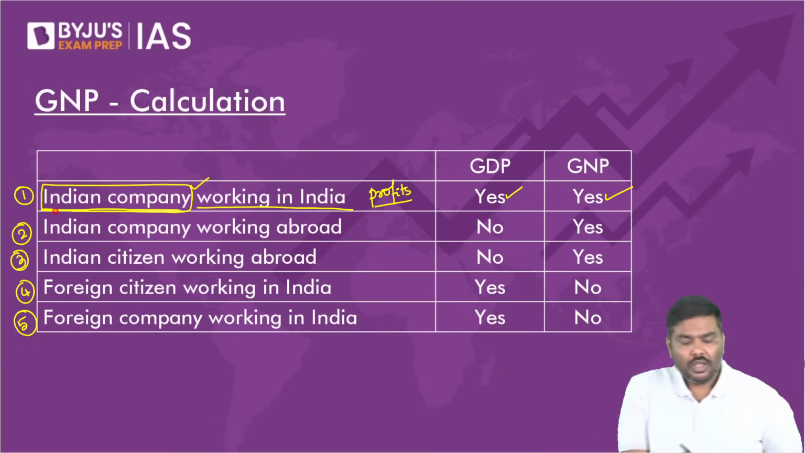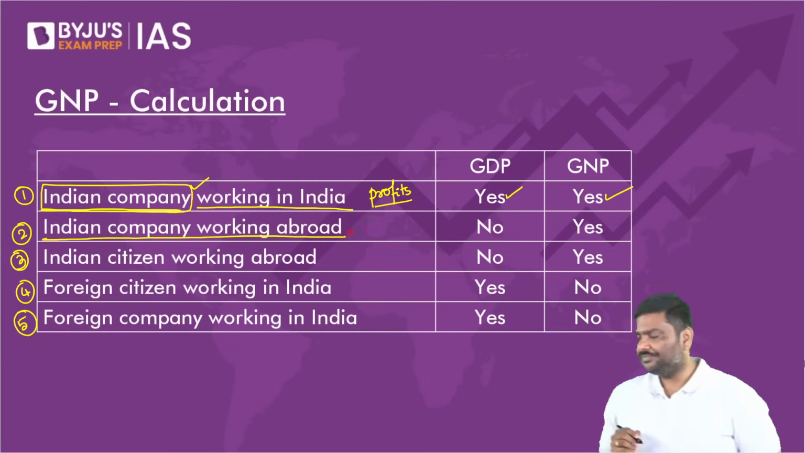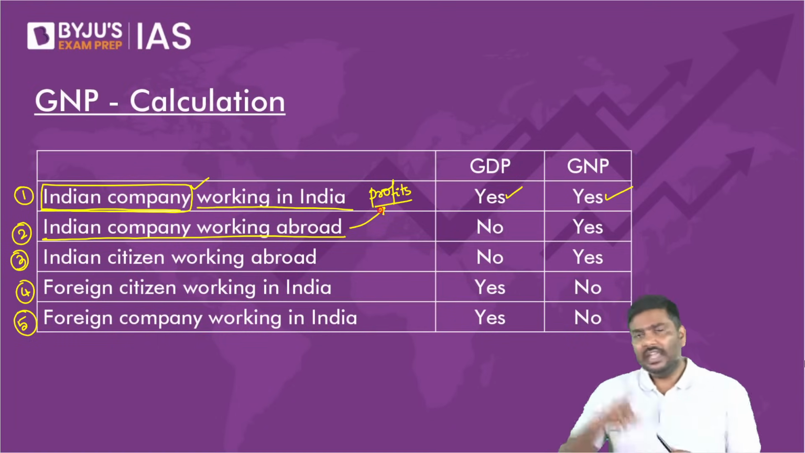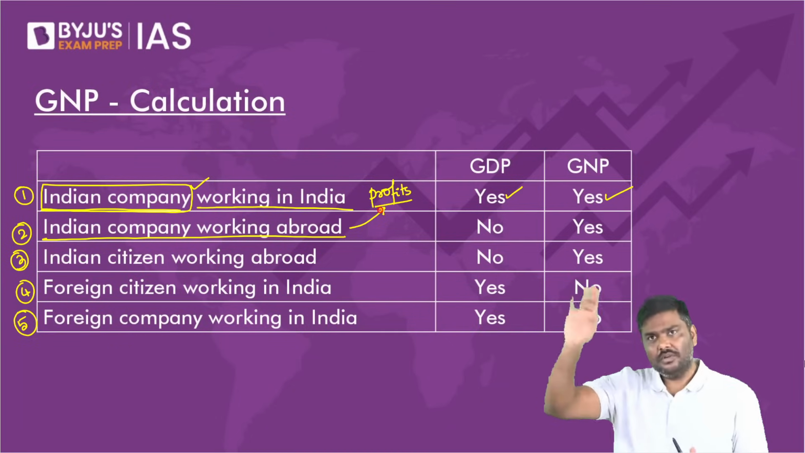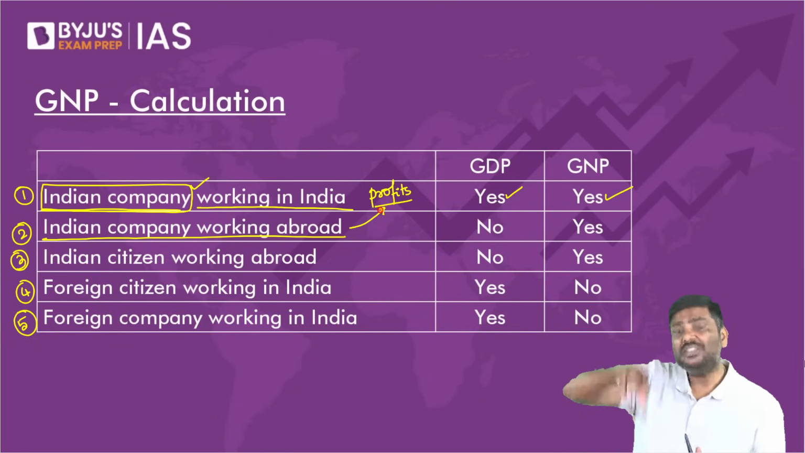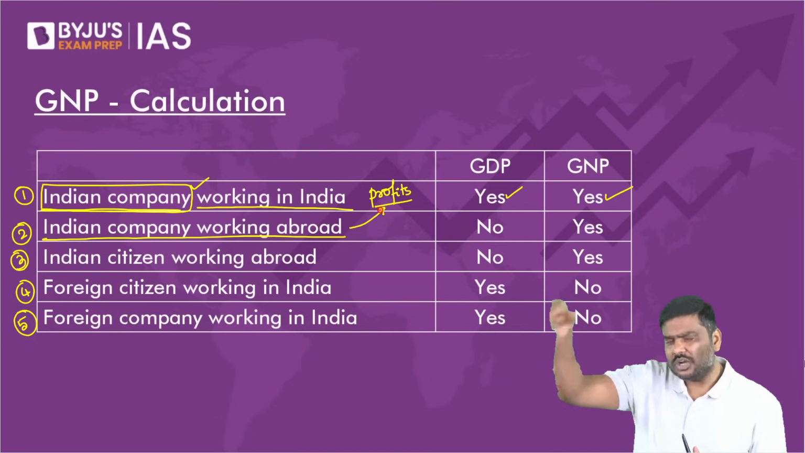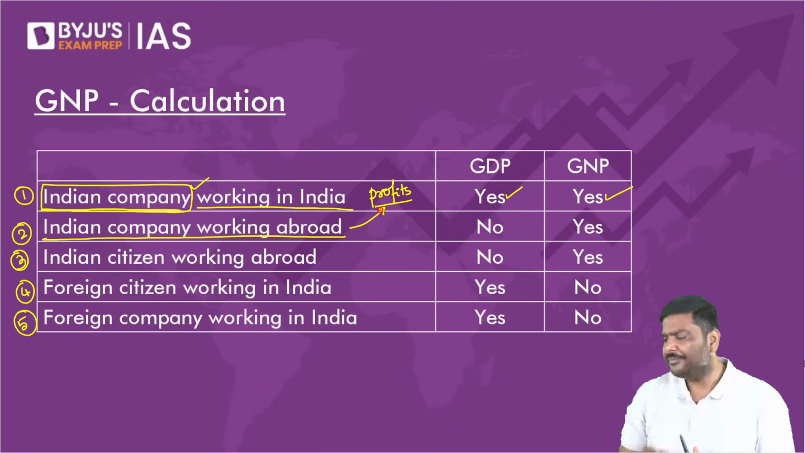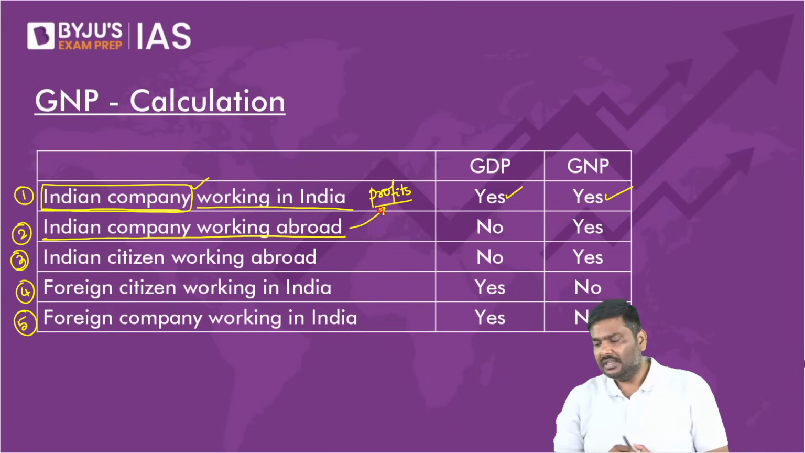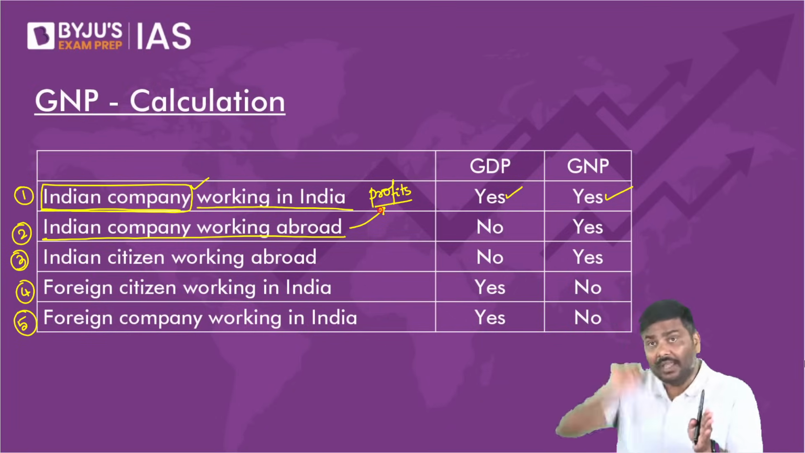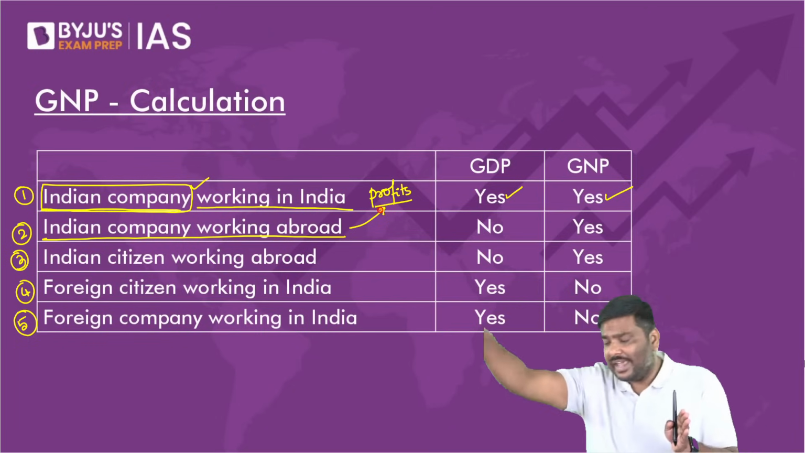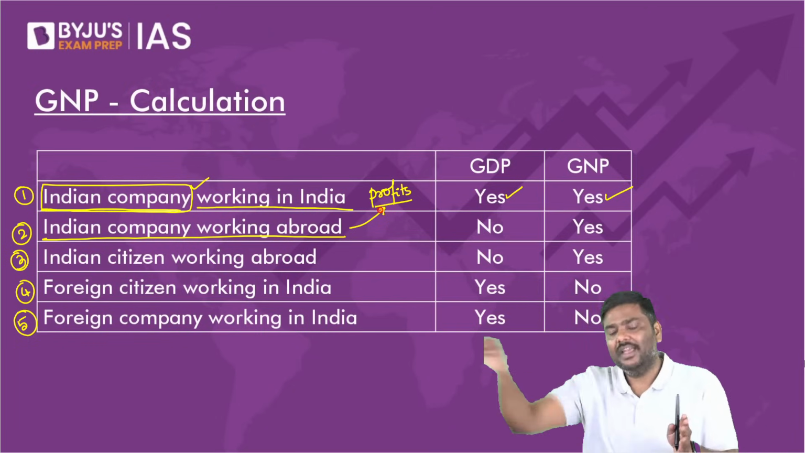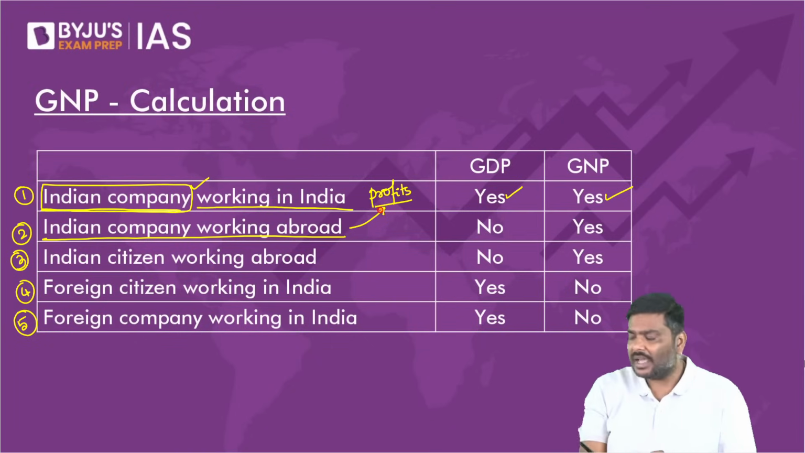Point number 2. An Indian company is working abroad and is generating profits. An Indian company is working in USA, and it is generating profits in USA. The profits generated in USA, will you count them while calculating India's GDP? Answer it. The profits earned by the Indian company in USA, not in India. Is it counted as a part of the GDP calculation for India?